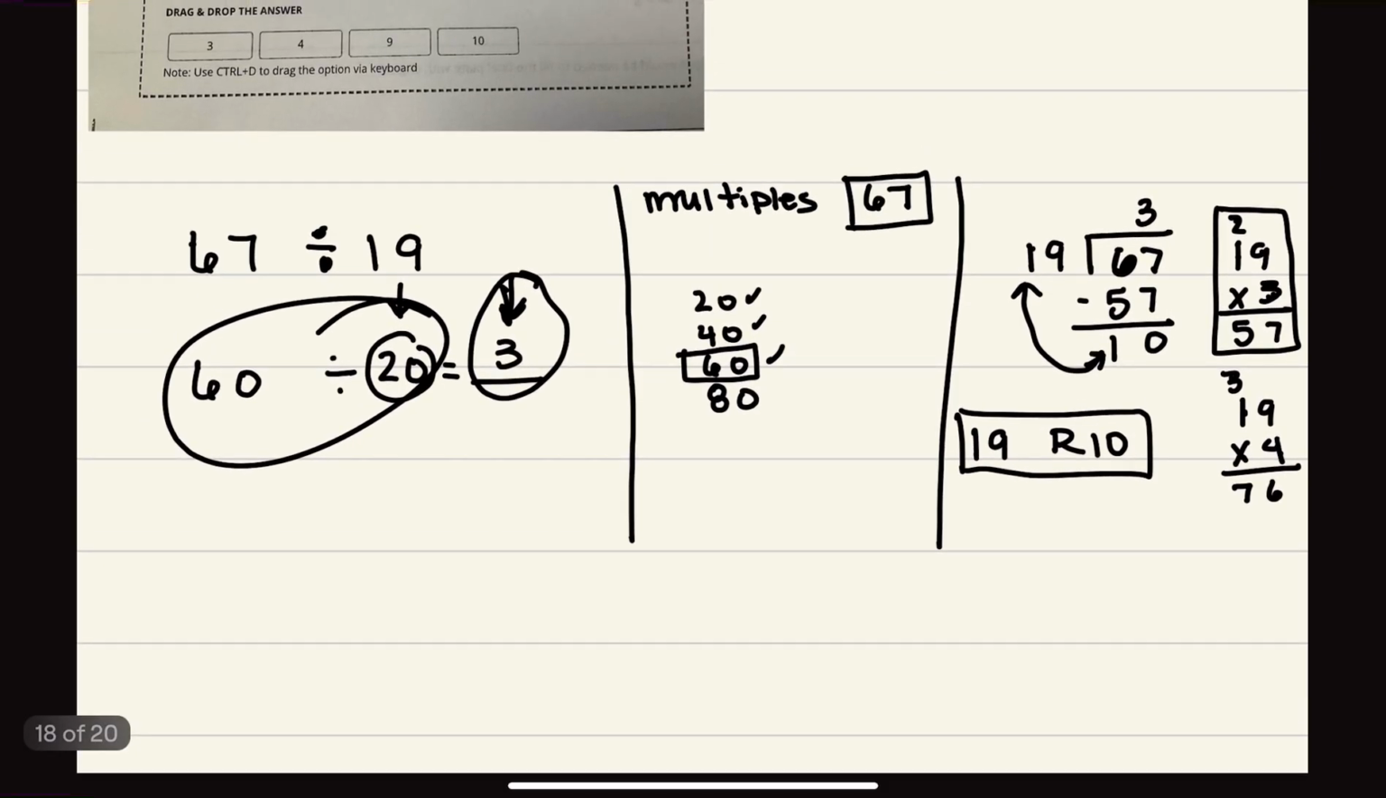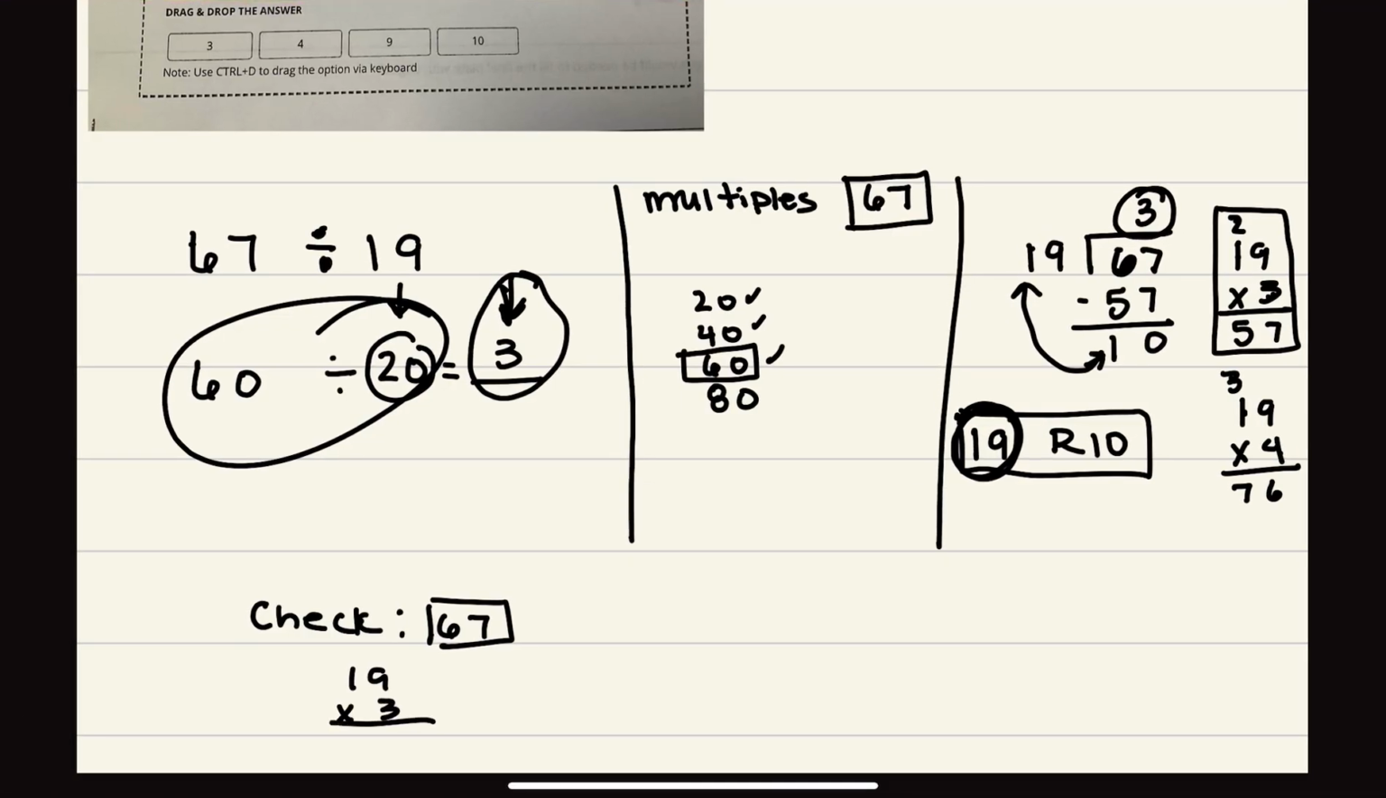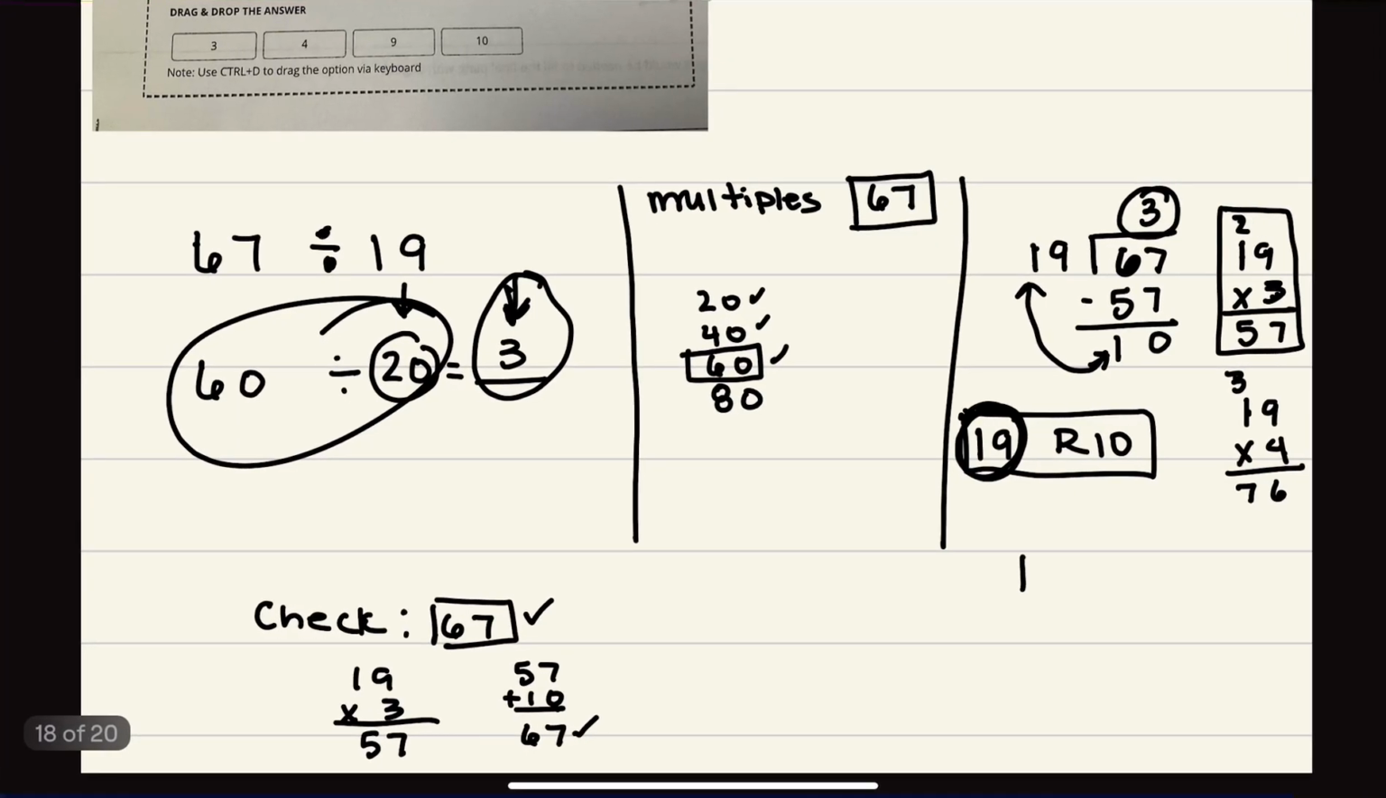So now I'm going to check it. I'm going to take this and I'm going to set it up. I am looking for my answer to equal 67. To check it, I'm going to take 19 multiplied by 3. We should already have that work, so just have them copy that answer down, which was 57. And then I'm going to take that 57 and I'm going to add my remainder to it. I get 67, which should be correct. So my answer is 19 with the remainder of 10.